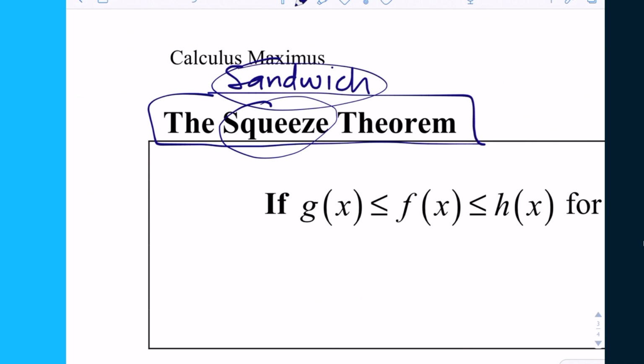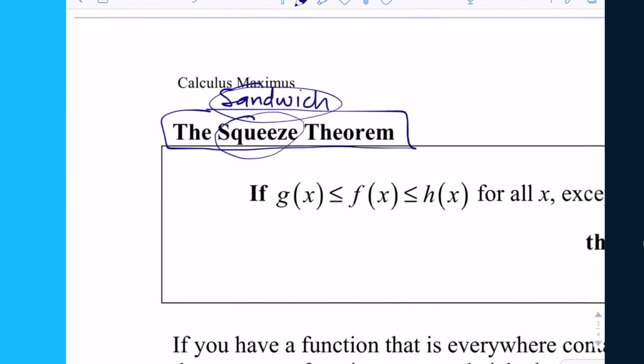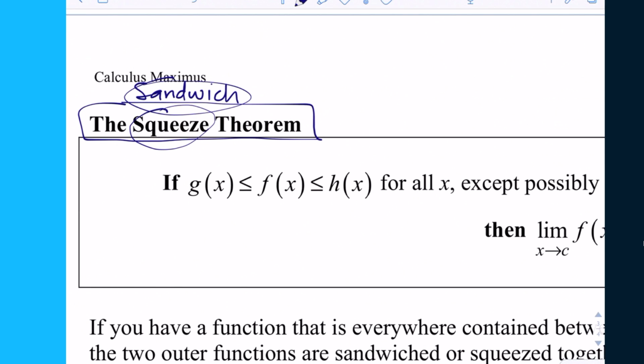Compression, yeah, pushed together. And that's exactly what the theorem discusses. So when it's a theorem like this, you're responsible for knowing the if part and the then part, and you're also responsible for formulating an argument using the theorem. So let's take a look at what it says.